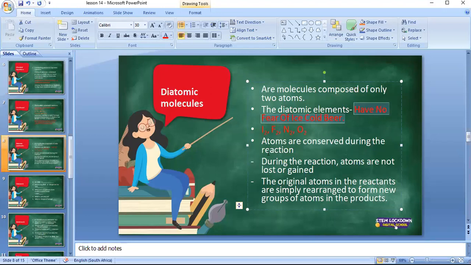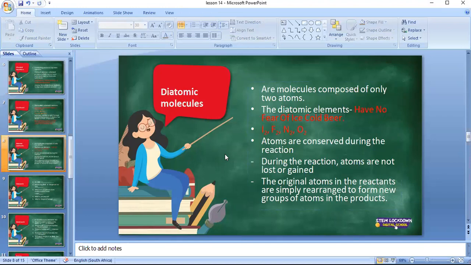And then atoms are conserved during the reaction. So the atoms are not lost during the reaction, they are conserved. During the reaction, atoms are not lost or gained. That's why the numbers that we put in our equations, the coefficients, show us the ratio. Not to say we are adding elements or molecules, but we are showing the ratio at which the reaction is taking place.